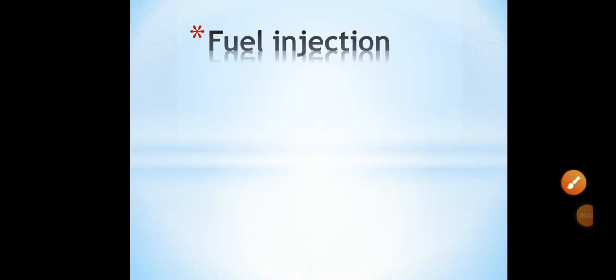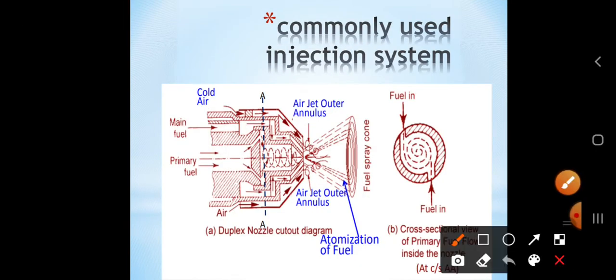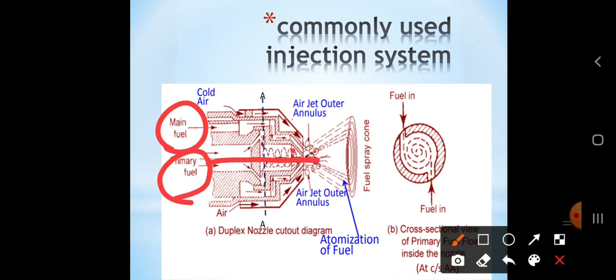Now we are going to discuss a topic called fuel injection. Here we can see commonly used injection systems, that is the duplex nozzle cutout diagram as well as a cross-sectional view of primary fuel flow inside the nozzle. So we'll be having primary fuel supply and main fuel supply. Primary fuel will be supplied through the center, whereas main fuel will be supplied through the walls. Here we can see the cross-sectional view of primary fuel flow inside the nozzle, like in this particular manner.